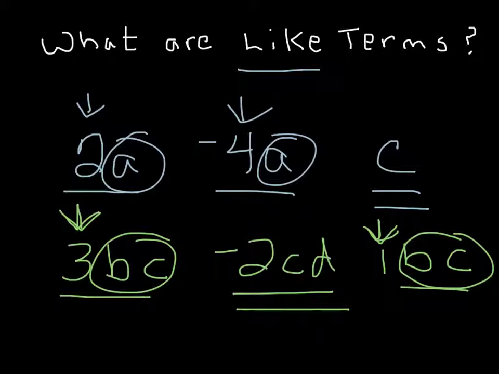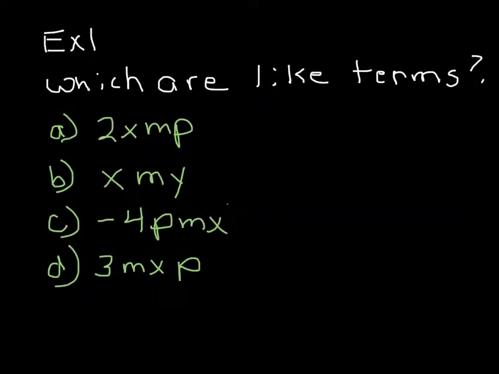So as I go to the next slide, it says which are like terms. And I want you to write this example down in your notes with the directions, which are like terms. Now the like terms are going to be the terms that have the same combination of letters. So as I look at this, I have XMP in the first one, I have an XMY in the second one, an XMP in the third one.